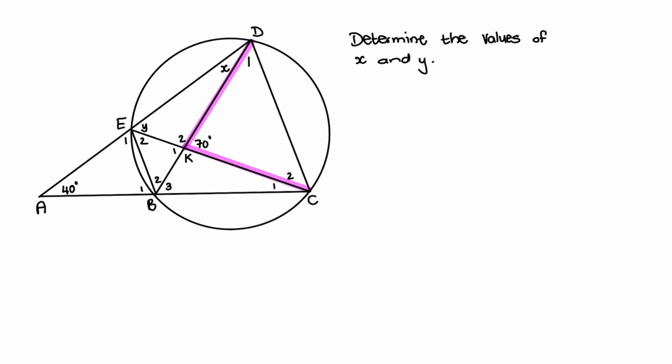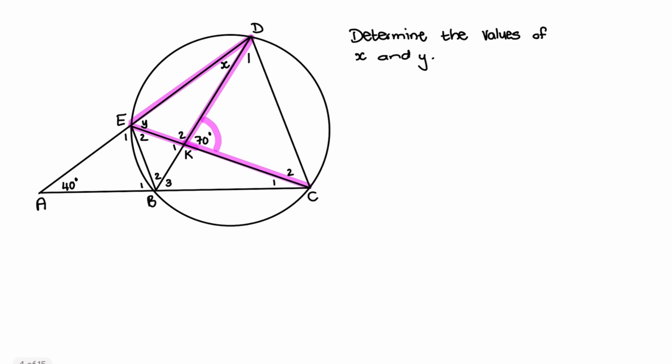Now what I would like to do with questions like this, I start with the angles that are given to me. So let's start with this 70 degrees. I notice that this 70 degrees is connected to x and y as an exterior angle of a triangle. That means that x plus y would be equal to 70 degrees. So we can write it as x plus y is equal to 70 degrees, and our reason is exterior angle of a triangle.